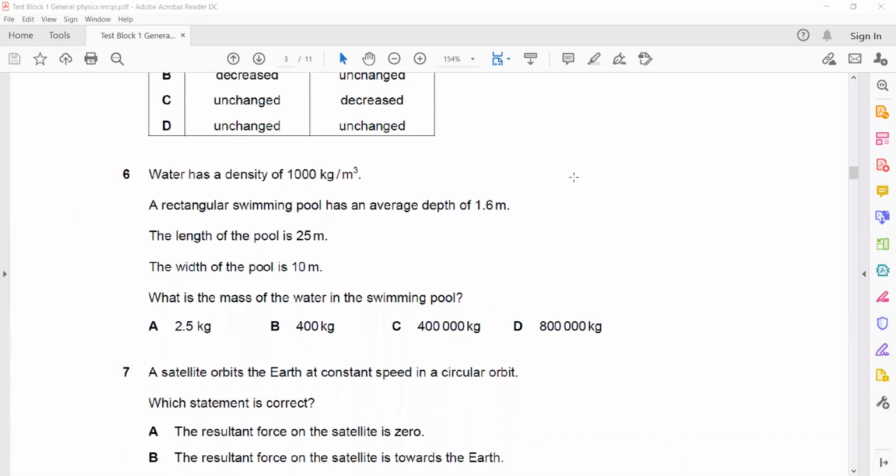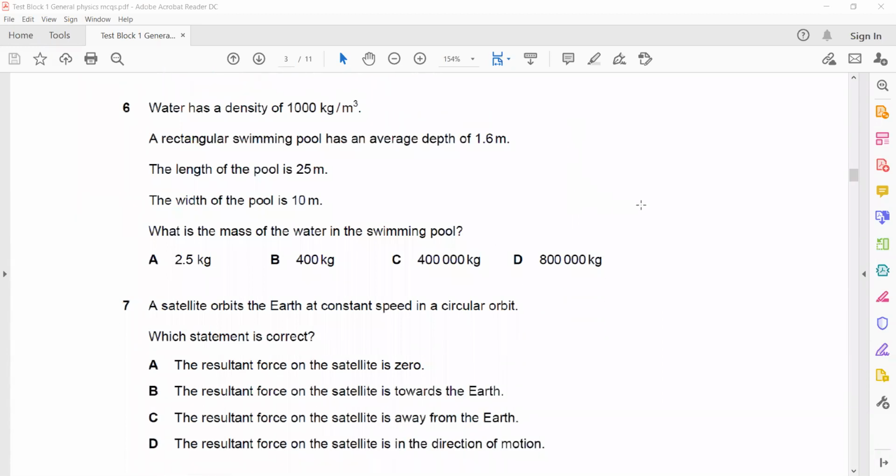Water has a density of 1000 kilograms per meter cubed. A rectangular swimming pool is there. What is the mass? So how to find this? You have the density, you have the volume, you need the mass of an object. As we know, density is mass over volume. So mass is equal to density multiplied by volume.